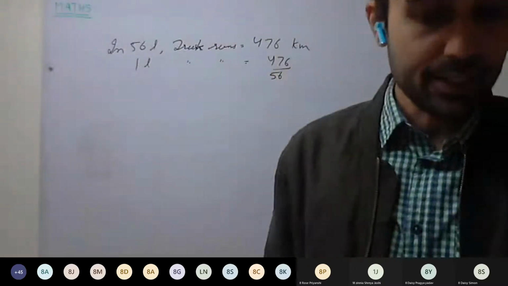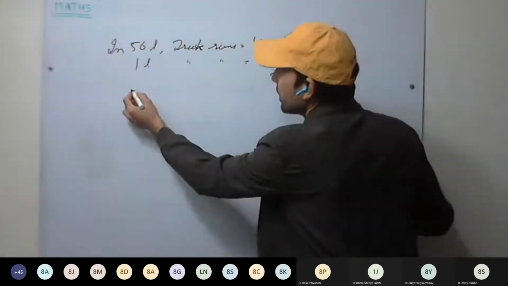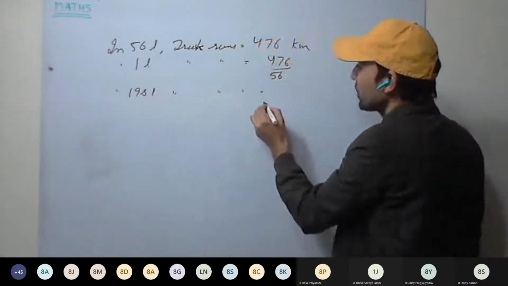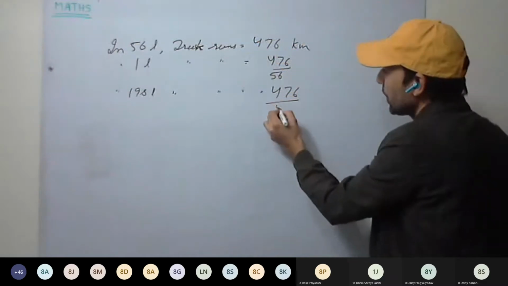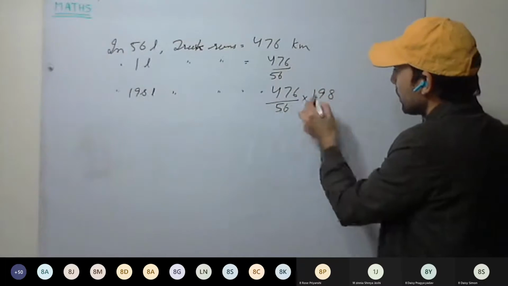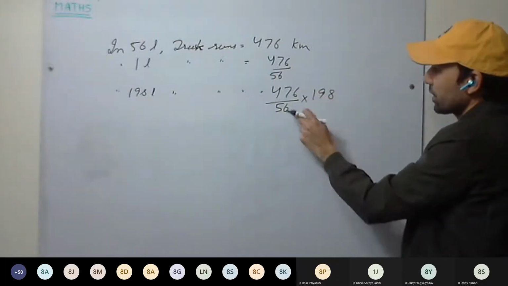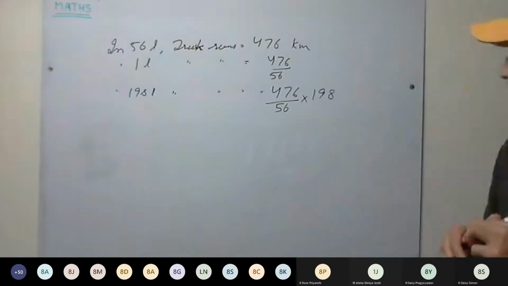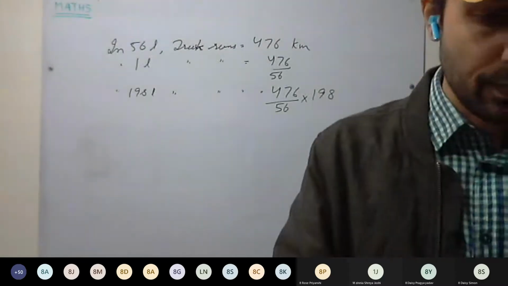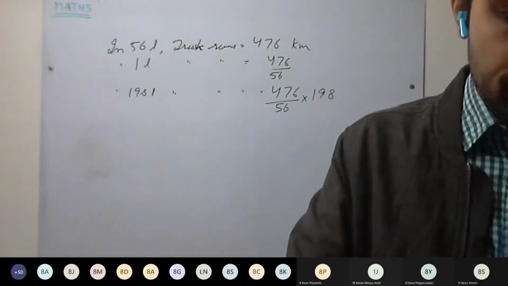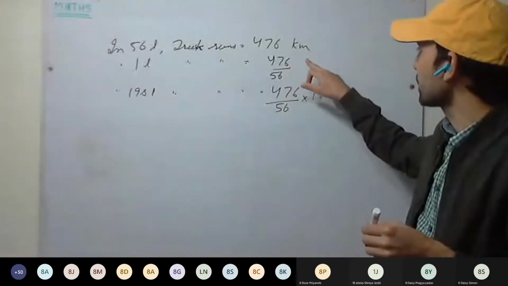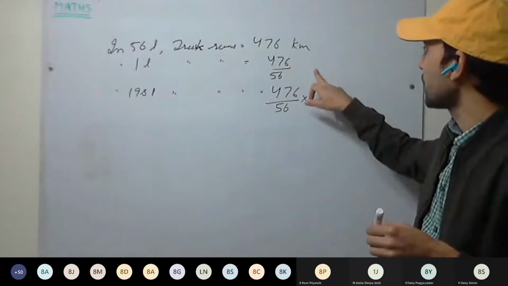And in 198 liters of diesel, how many kilometers will it run? 476 divided by 56 into 198. Check if they are cancelling. How much are you getting? Here they are cancelling, by 17 by 2, I think.